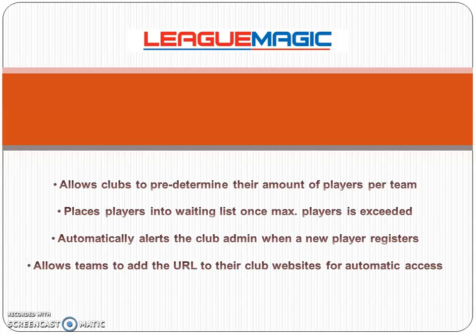This system allows clubs to predetermine the amount of players that they would want to have on their particular teams. Once that amount of players has registered and been added to the team, the online registration module still allows players to register online, but places them into a waiting list in case a player cancels, and then the team can go ahead and add the waitlisted player.